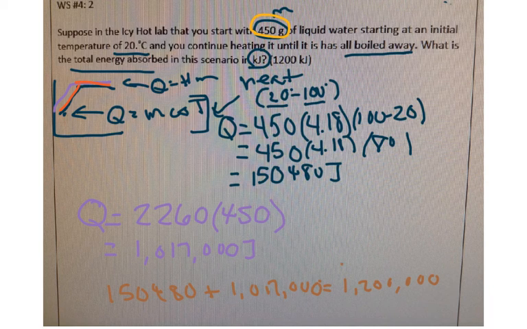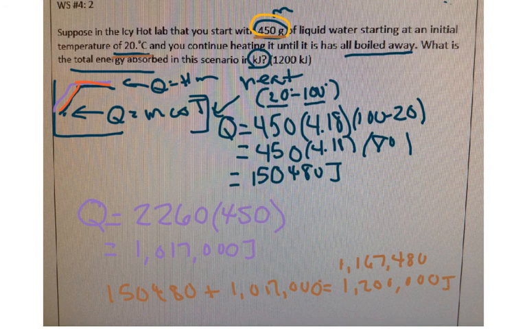Actually, what you would get is 1,167,480, but rounded to your 2 sig figs, because 450 has 2 sig figs and that 20 degrees Celsius has 2 sig figs, you would end up with 1.2 million joules.